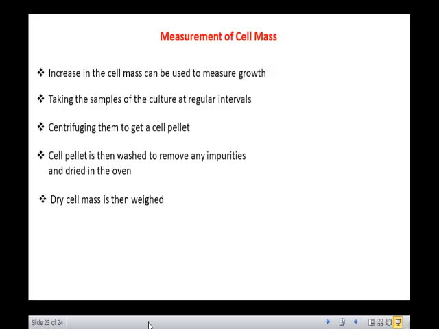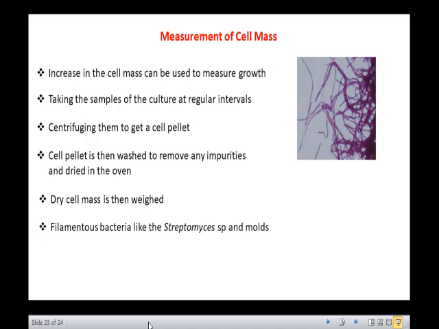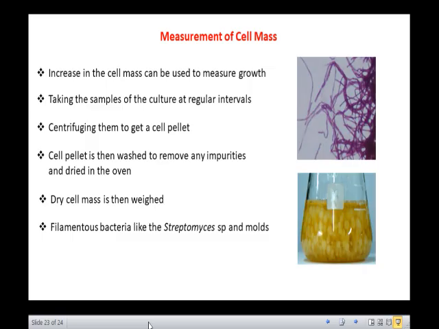This method counts both dead as well as living cells. Also, the bacterial culture has to be very dense to give you a substantial cell pellet. This method is better for those bacteria which are filamentous, like the Streptomyces species and the molds, whose growth cannot be measured by standard methods like viable cell count or turbidometric methods. This is because they form clumps when they grow.